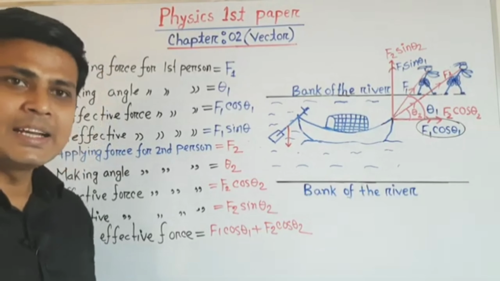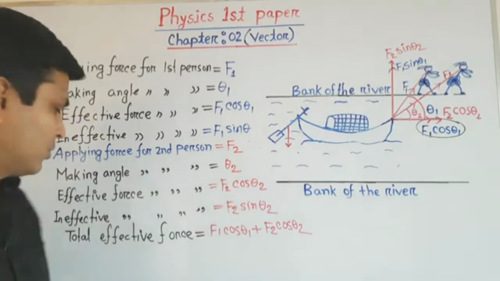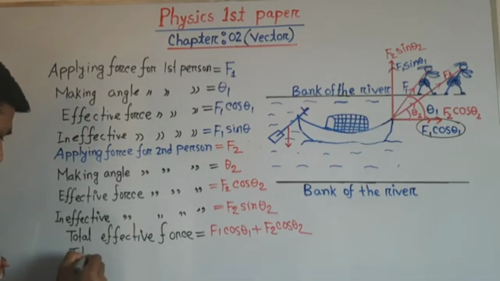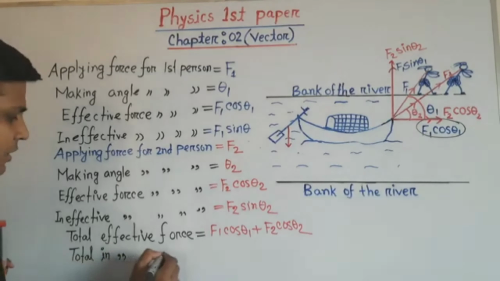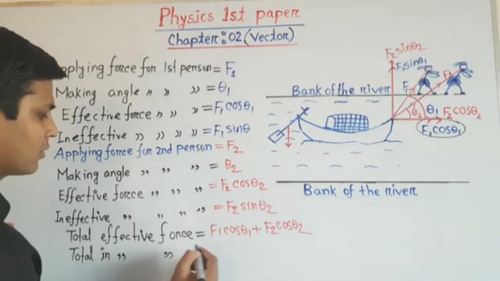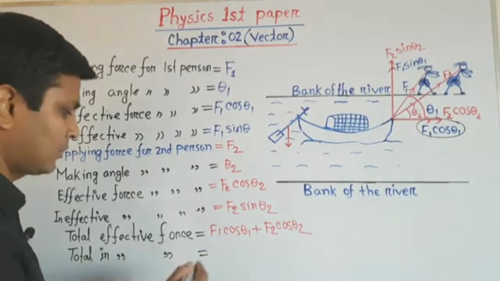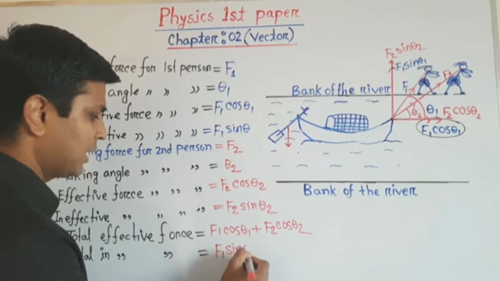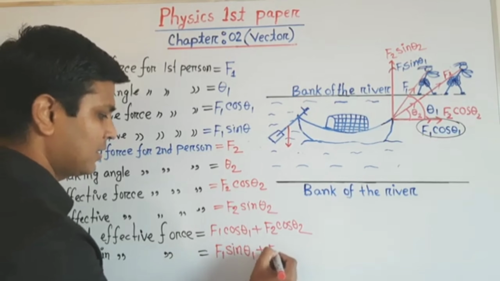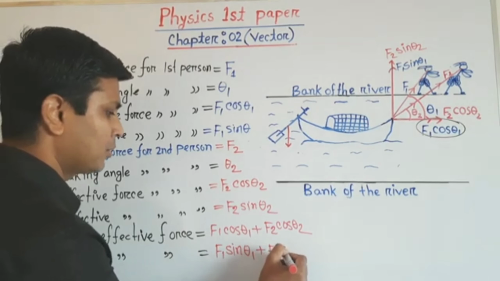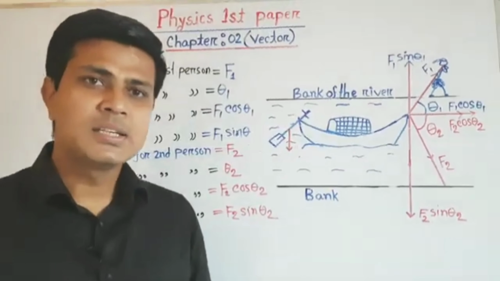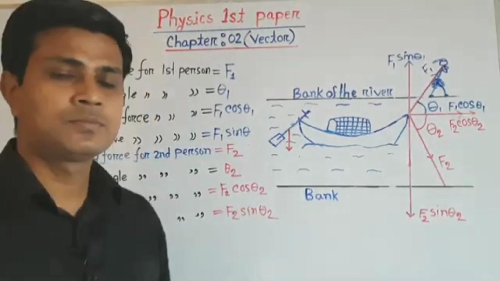And the total ineffective force that is neglected by the rudder will be F1 sin theta 1 plus F2 sin theta 2.